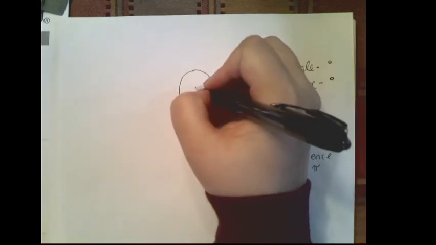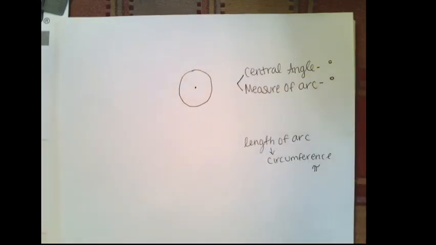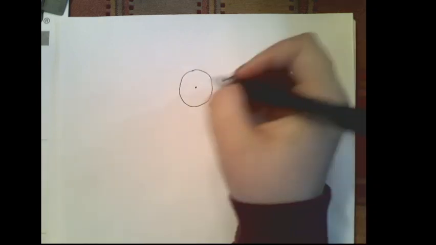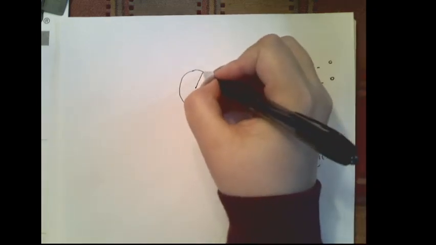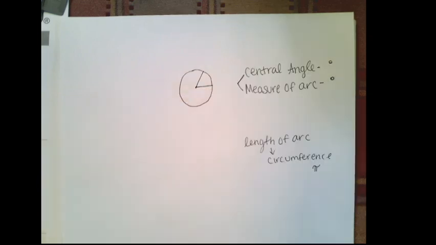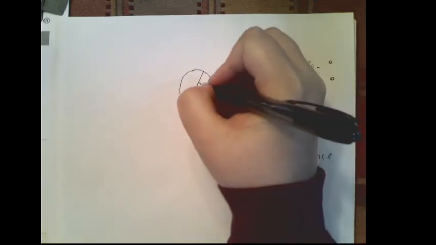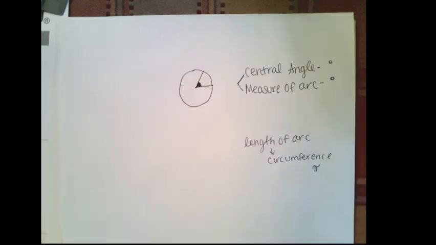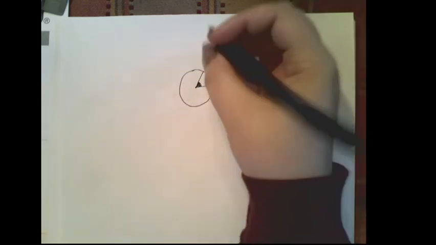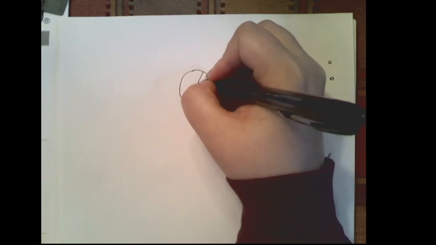So, where is the central angle? Every circle has a center point. That central angle is built off of that center point. So this right here is our central angle. And let's call this one 40 degrees.